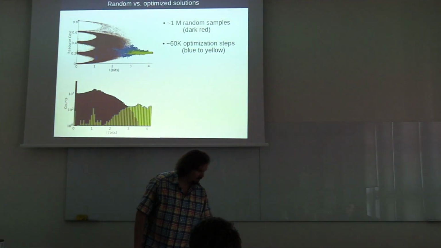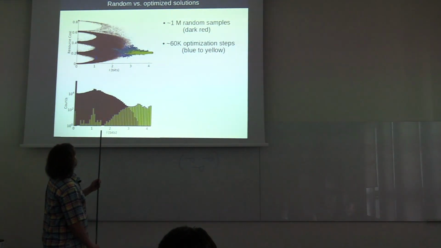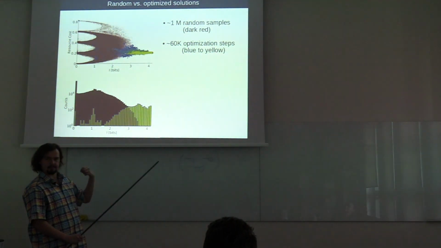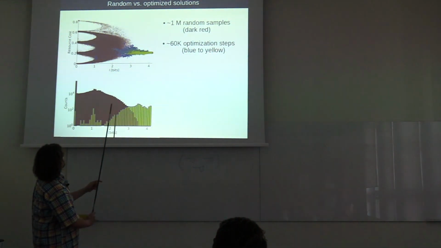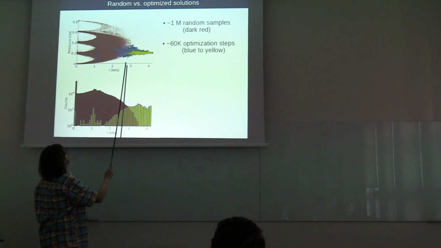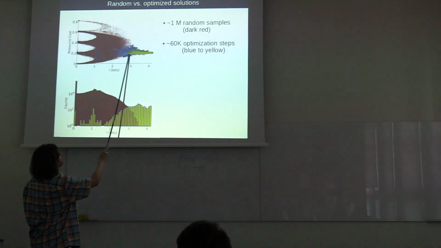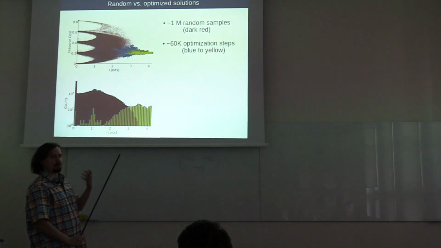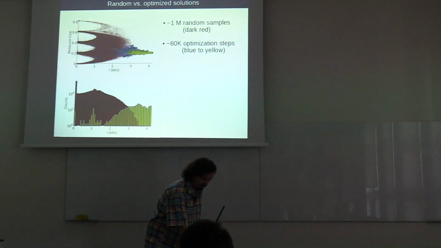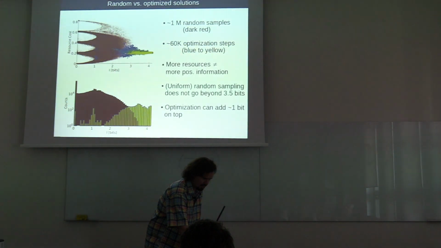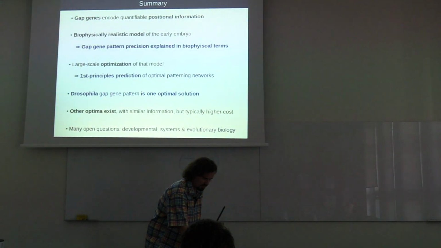We compared, for example, how much information you can generate when you just randomly sample these biophysical parameters and then compute positional information. It turns out that you hardly ever go above something like 3 bits. So anything above 4 bits must be optimized in a way, right? That's what we can claim for this. But in view of time, I will just stop here and summarize.